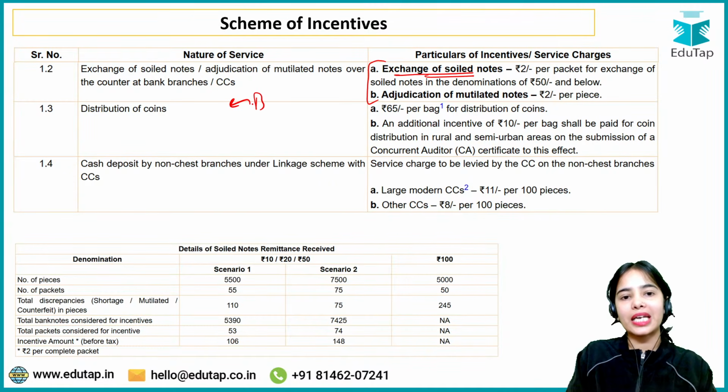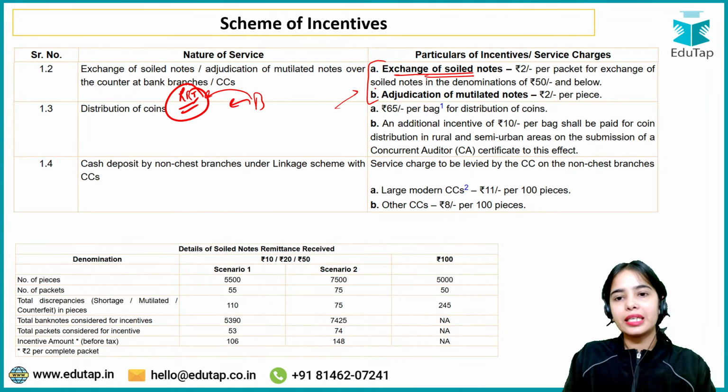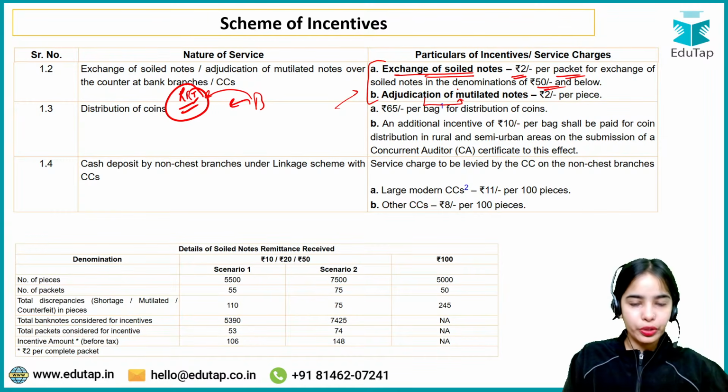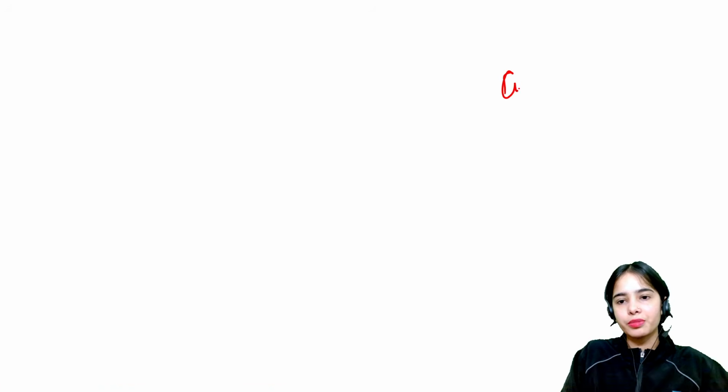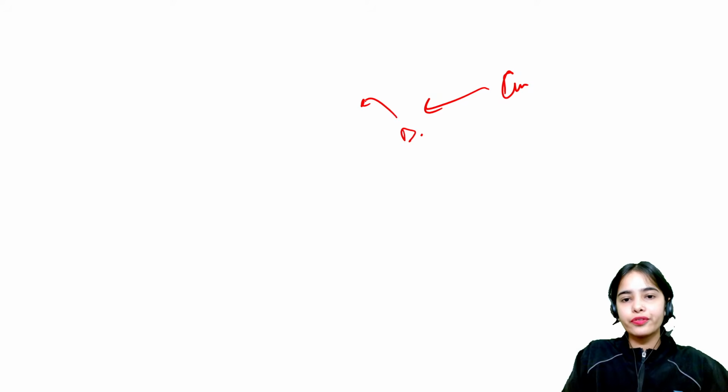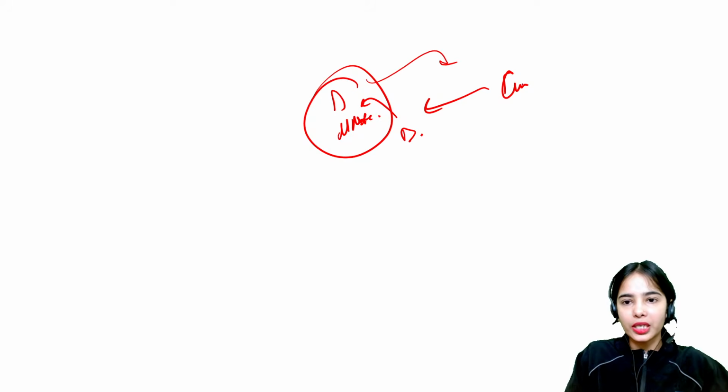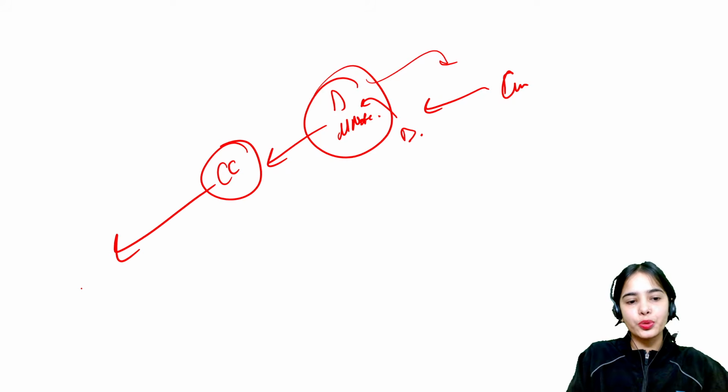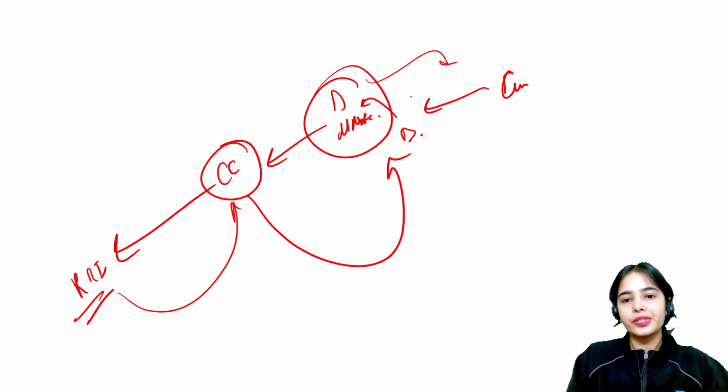So this is the idea, that if the bank is exchanging the soiled notes, basically the bank is receiving the soiled notes and is sending the soiled notes to the RBI. So the bank will get the incentive of 2 rupee per packet for exchange of soiled notes in the denomination of ₹50 and below. If the adjudication of mutilated notes is happening, that means the customer came to the bank to give the mutilated note. Now the bank has taken this mutilated note, gave a new note to the customer. Now this mutilated note was sent to the currency chest, and the currency chest will send this mutilated note to the RBI. RBI will give the incentive through the currency chest. Currency chest will distribute the incentive to the bank branch from where the mutilated note came.